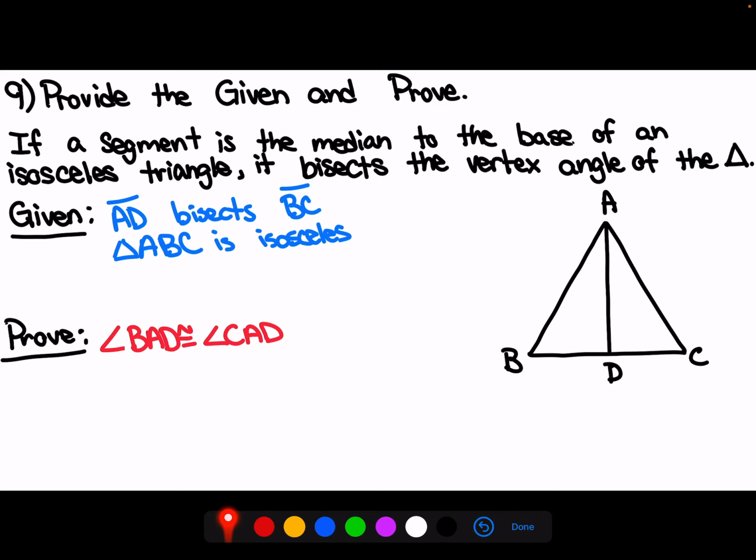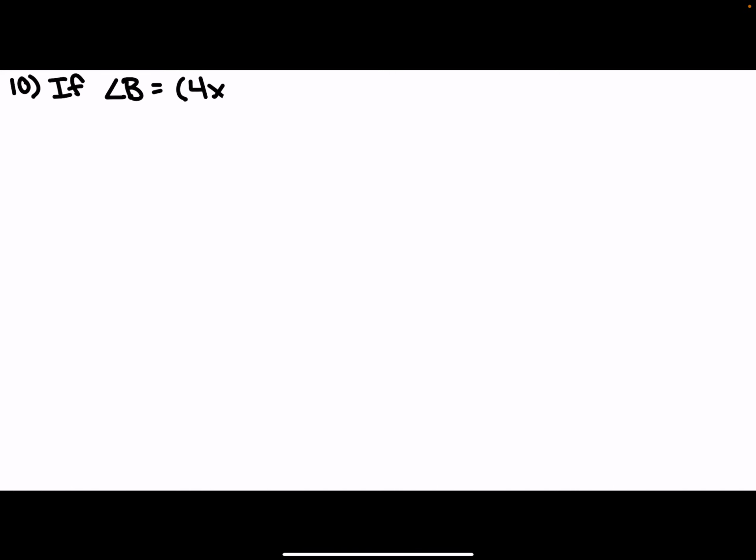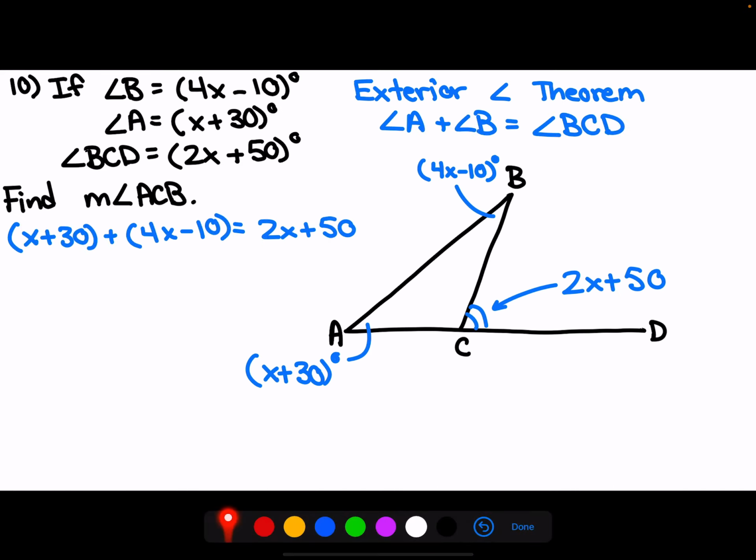All right, next up, number 10. If angle B is equal to 4x minus 10, angle A is equal to x plus 30, and angle BCD is equal to 2x plus 50. Find the measure of angle ACB.